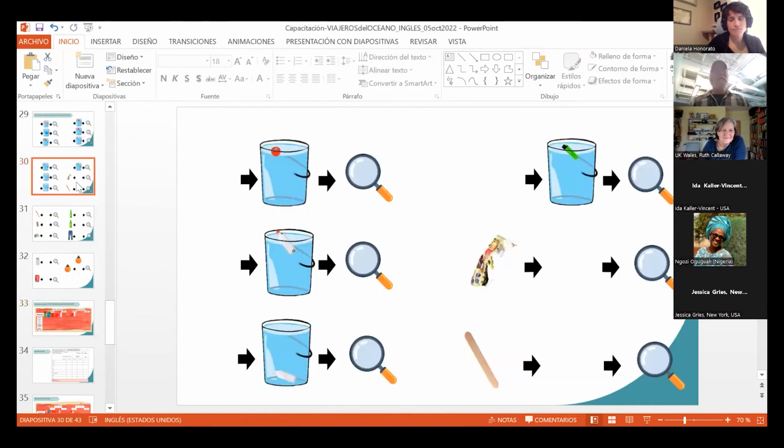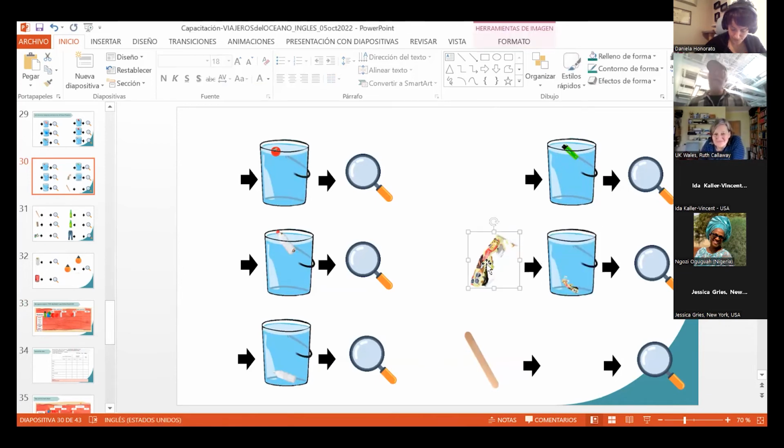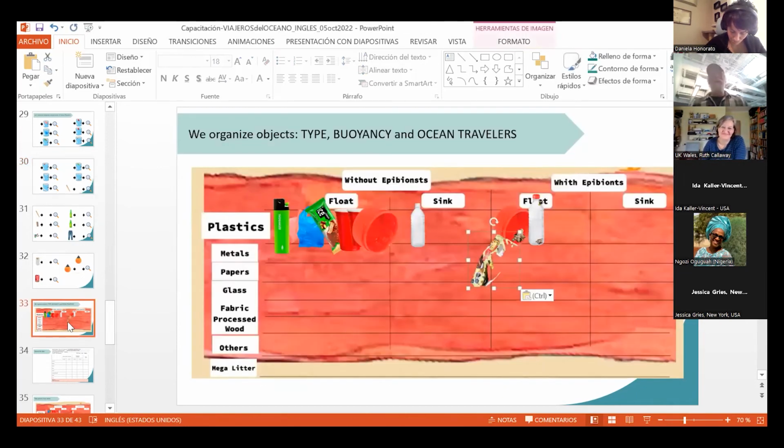And then how about the cookie wrapper? Yeah, it's light. But you need to find out, you need to make the test, and it did actually sink. So it goes together with the plastic bottle here. There's nothing growing on it.